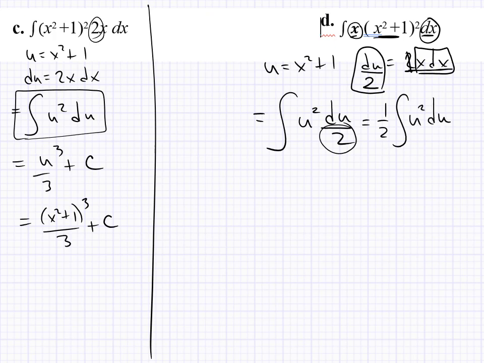And now it looks very similar to this one. It's just multiplied by a half. So sometimes it's not perfect. You're missing a multiple of something. I was missing the 2 or whatever multiple I'm missing. You can take care of that by dividing it and pulling it out.